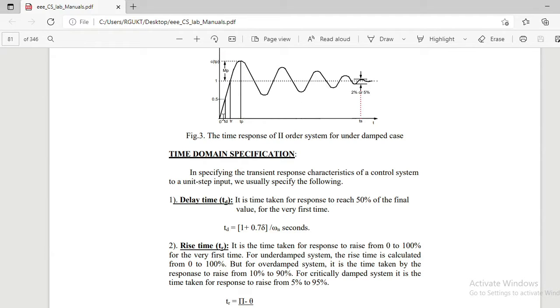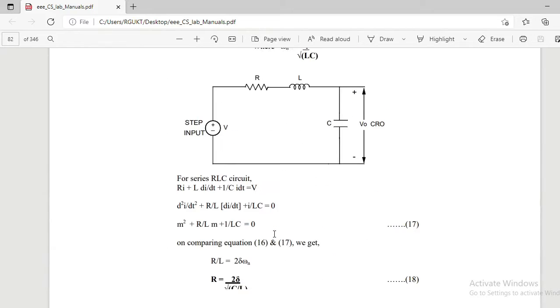So already you know what delay time, rise time, peak time, and maximum peak overshoot are. According to these definitions, we have to find everything. So TD is (1 + 0.7 zeta) / omega n. By using these formulas, we have to find the delay time, rise time, and peak time.